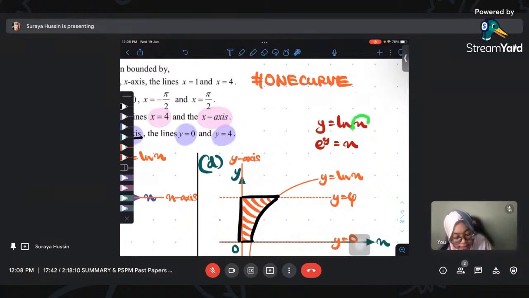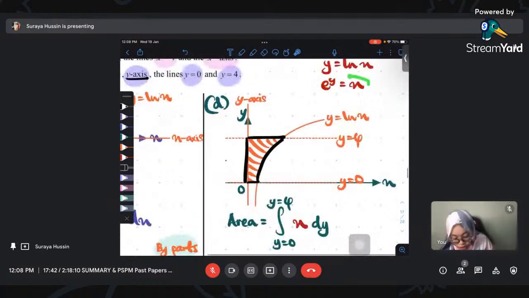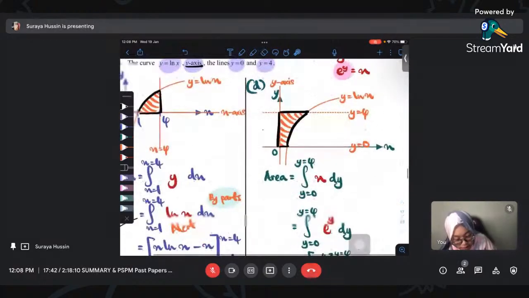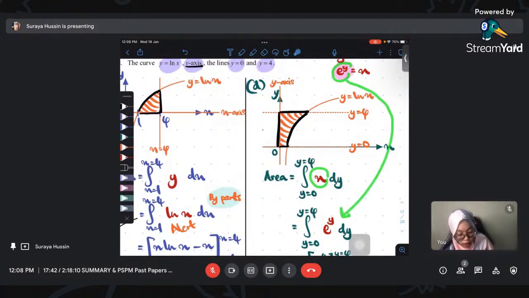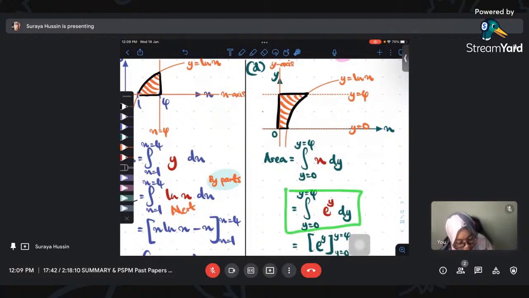Dari sini, jadikan x sebagai subjek. What you have to do is just exponent both sides. When you exponent both sides, you will get this is equals to x only. Therefore your x function is exponent y. Jadi tinggal pakai sahaja, masukkan function x ini, letaklah exponent y. Kamu sedar tak apa yang kamu integrate sekarang ni, everything is in terms of y already. Tengok ni kan ada y.